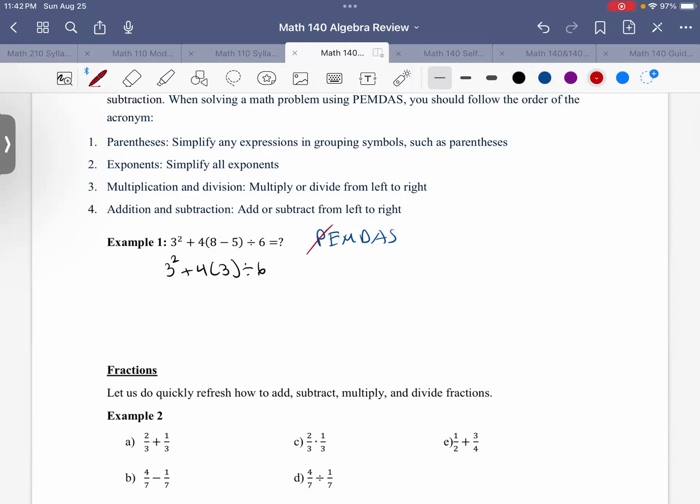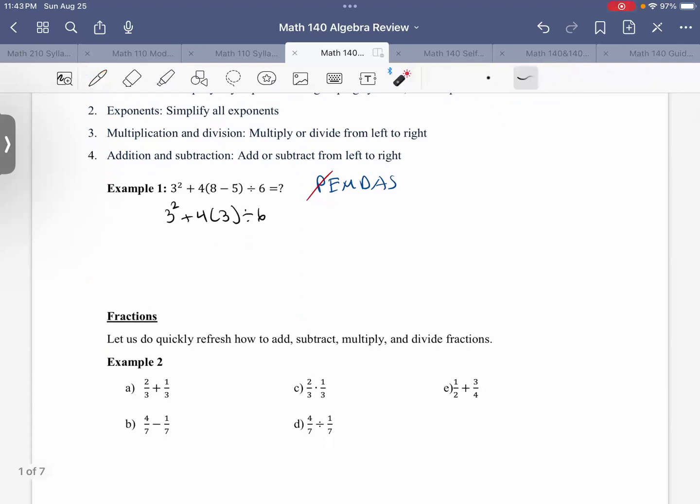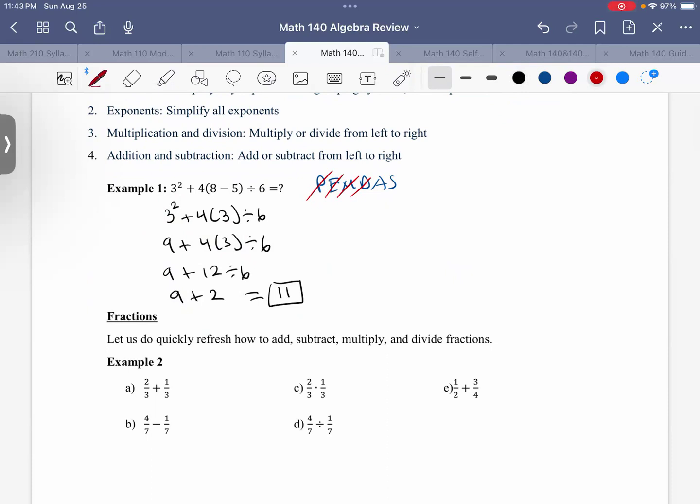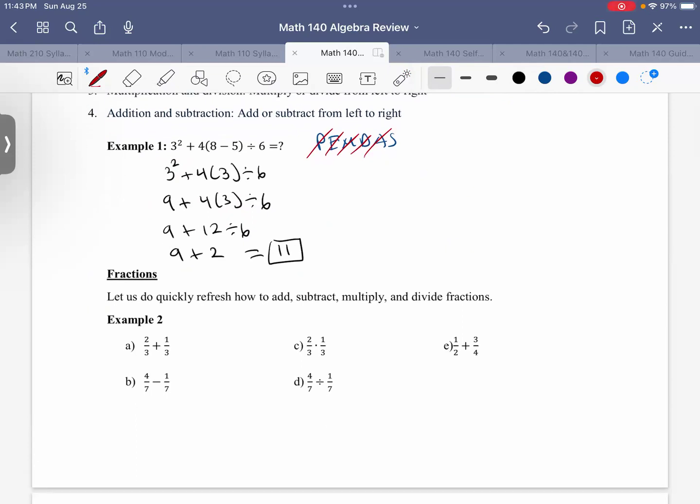Now let's check out some exponents. I have this 3 squared, so let me take care of that now. 3 squared is 9, plus 4 times 3 divided by 6. Do we have any multiplication going on? Yes, we have this 4 times 3, so 9 plus 12 divided by 6. Now we have D, division: 12 divided by 6 is just 2. And lastly, addition: 9 plus 2 equals 11. No subtraction, but it goes along the same lines. So that's a little bit of refreshment on PEMDAS.